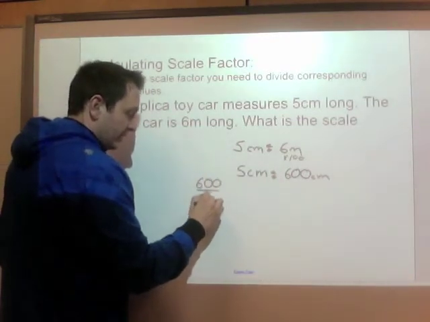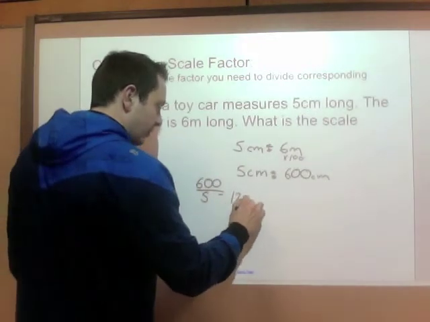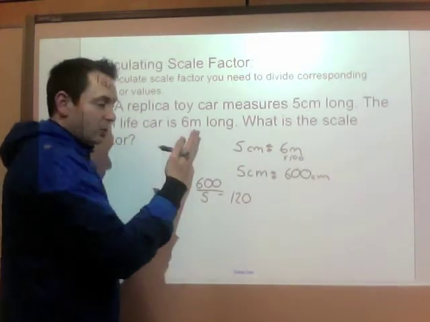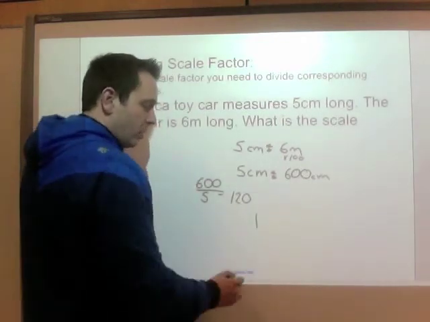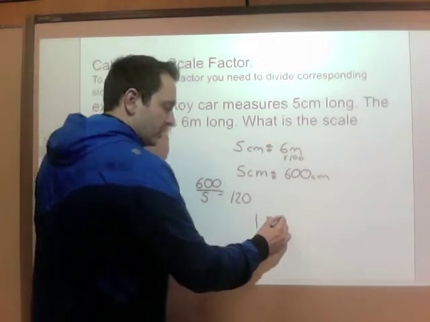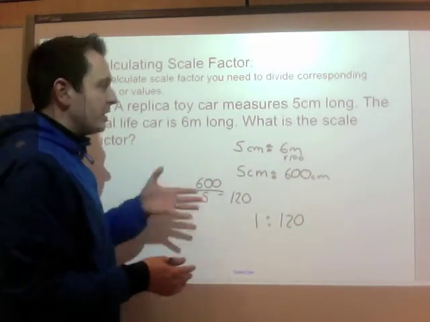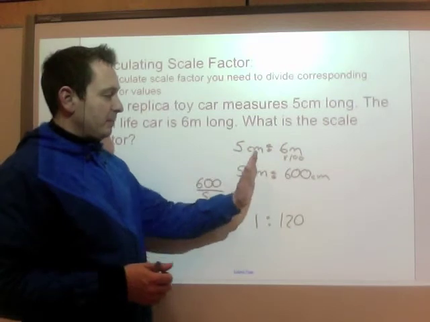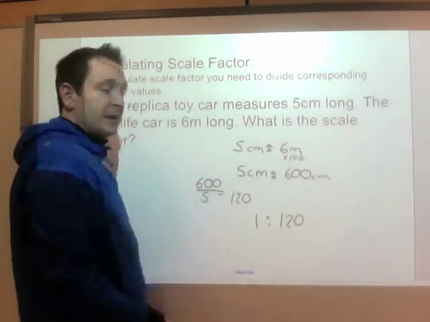600 divided by 5 is 120. So the real one is 120 times bigger, or 1 unit on the toy car is 120 units on the big car. So first, to get a scale factor, you're going to need to get the same units, so centimeters to centimeters, and then you can simply divide them.